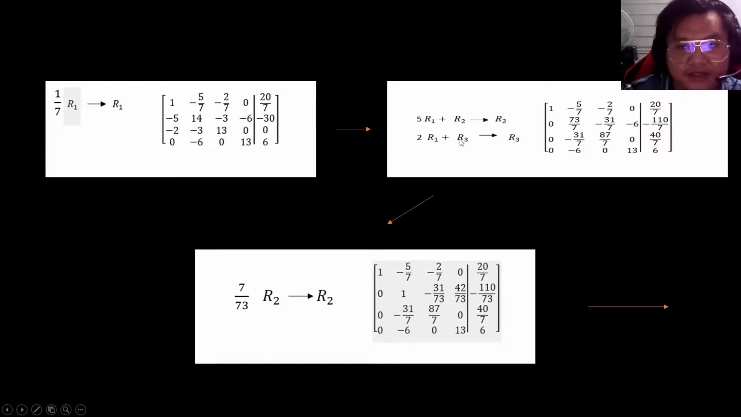Next we'll be making the numbers below, which are -5 and -2, into 0. In order to do that, we'll be multiplying the first row with 5 and then adding all of the numbers of the first row into the second row to replace it, and then multiplying the first row with 2, and the numbers that have been multiplied will be added with row 3 to replace row 3, to get this.